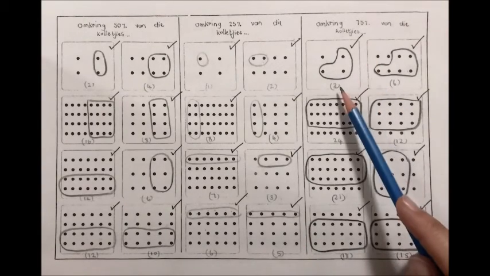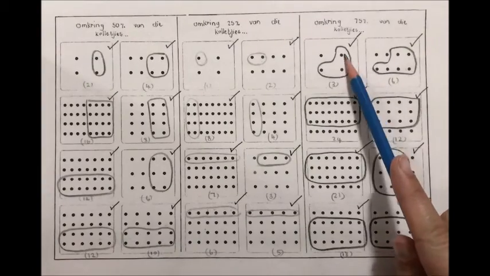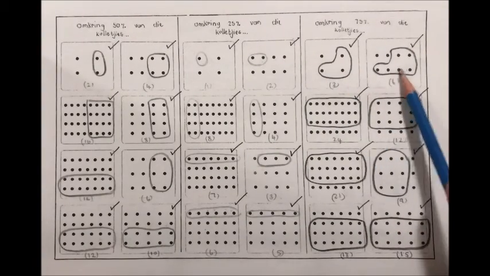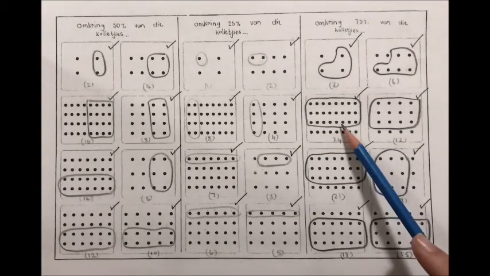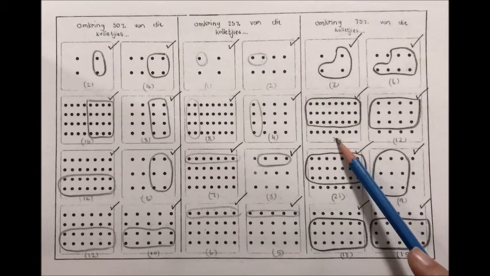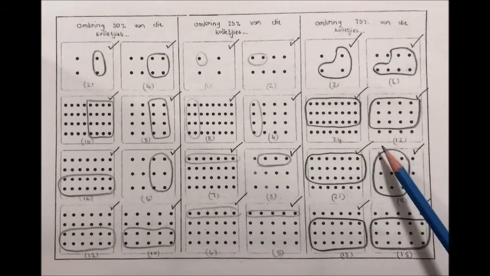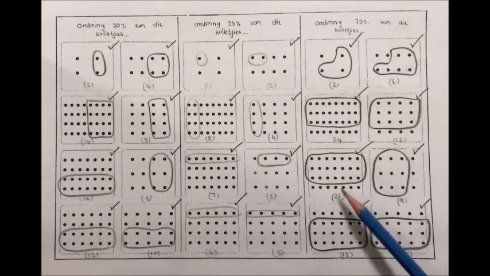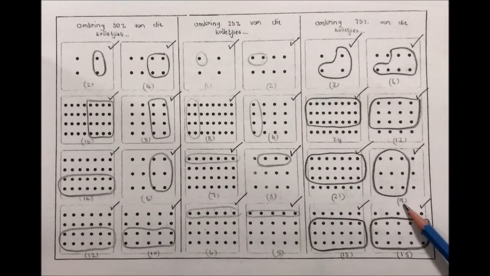Last one, 75% is 3/4. So 3 out of 4. This one is 6 out of 8. This one is 24 out of 32. 12 out of 16. 21 out of 28. 9 out of 12. 18 out of 24. And 15 out of 20. So please make sure you have circled the correct amount of circles.